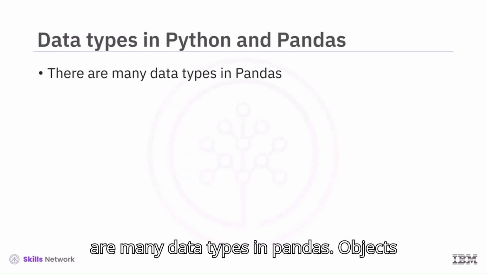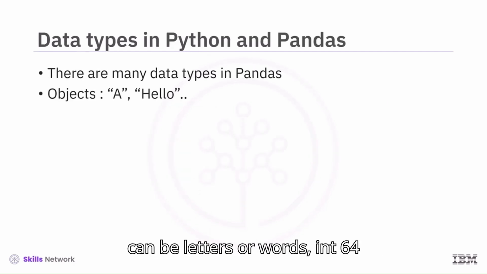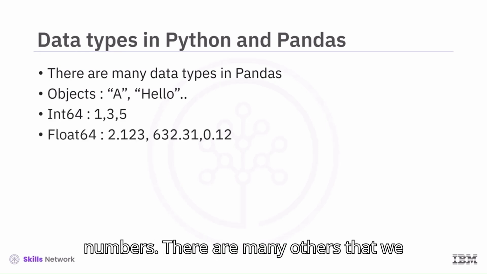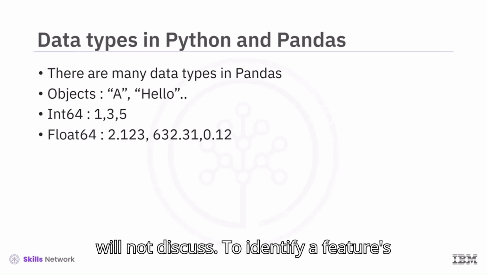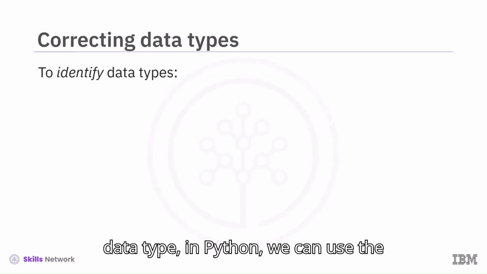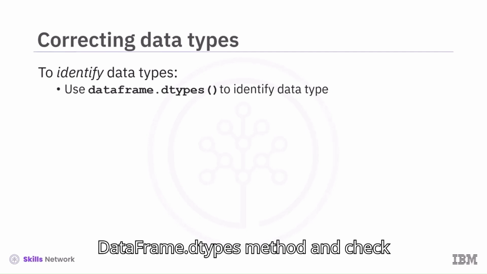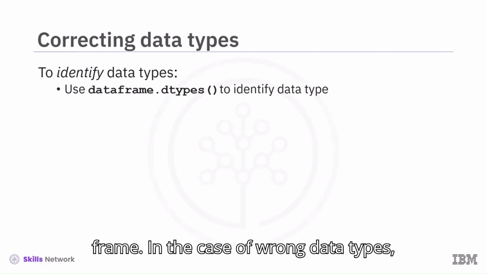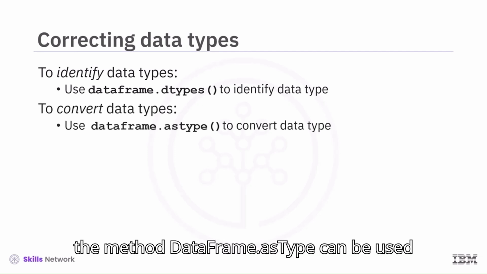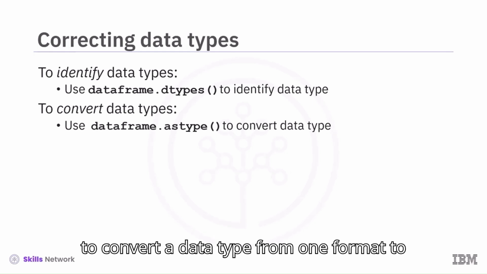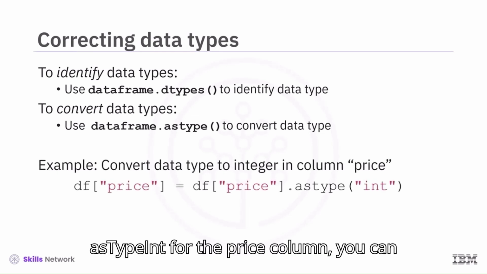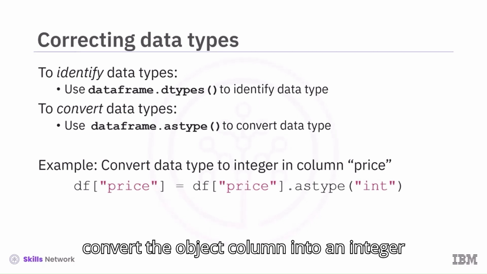There are many data types in Pandas. Objects can be letters or words. int64 are integers, and floats are real numbers. There are many others that we will not discuss. To identify a feature's data type, in Python we can use the dataframe.dtypes method and check the data type of each variable in a data frame. In the case of wrong data types, the method dataframe.astype can be used to convert a data type from one format to another. For example, using astype int for the price column, you can convert the object column into an integer type variable.